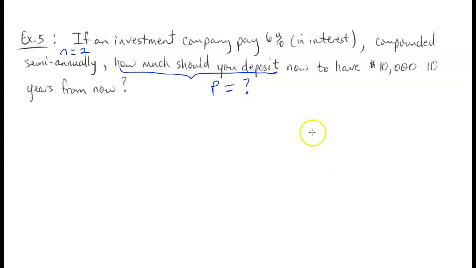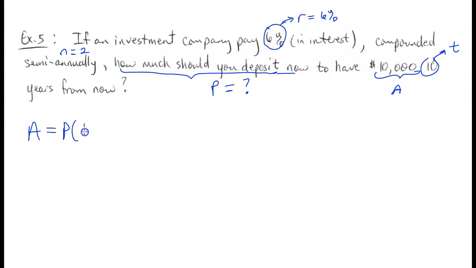How much should I deposit now so that I could have $10,000, which is going to be your future or accumulated amount, 10 years from now? And of course, that's going to be your value of T. So we know that the 6% here, that's going to be our annual interest rate. We know what the number of compounding periods per year is. We have the time. The only thing that we don't know is what the principal is going to be.